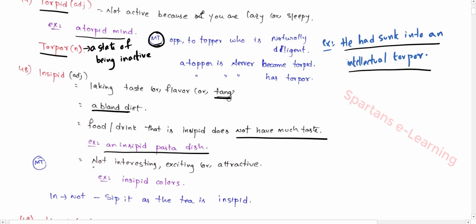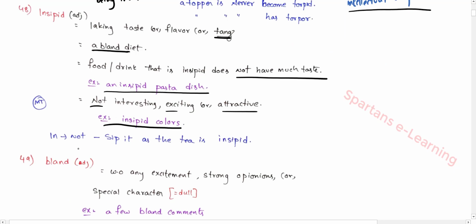Similarly, insipid means not interesting, exciting or attractive. So insipid not only refers to taste, okay? Insipid can also refer to interest. Not being interesting, not being exciting or not being attractive is also called insipid, right? Example, insipid colors. That means not attractive colors. Memory trick for insipid: you sip a tea when it is tasty, but you don't sip a tea when it is not tasty, right? In means not. You don't sip because the tea is insipid.